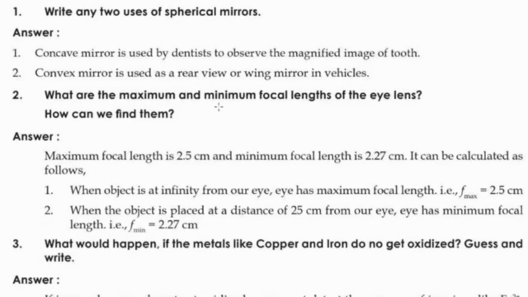What are the maximum and minimum focal length of the eye lens? How can we find them? Maximum focal length is 2.5 centimeters and minimum focal length is 2.27 centimeters. It is calculated as follows. When the object is at infinity from our eye, it has maximum focal length, that is f maximum is equal to 2.5 centimeters. When the object is placed at a distance of 25 centimeters from our eye, it has minimum focal length, that is 2.27 centimeters.